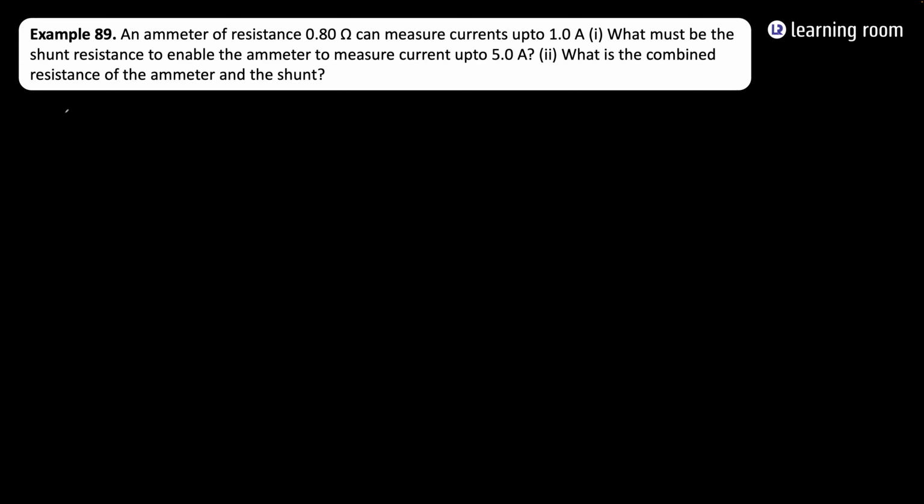So next one is easy. You can solve it. We'll do some simple problems and wind up. Okay. So do this. An ammeter of resistance 0.8 ohm can measure up to 1 ampere.